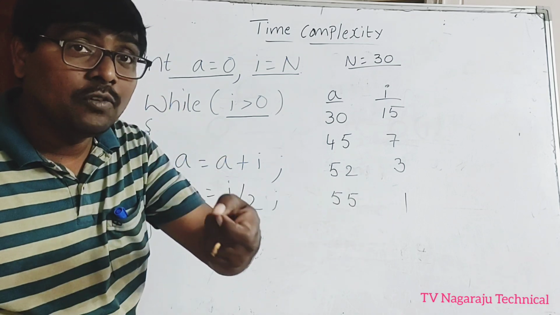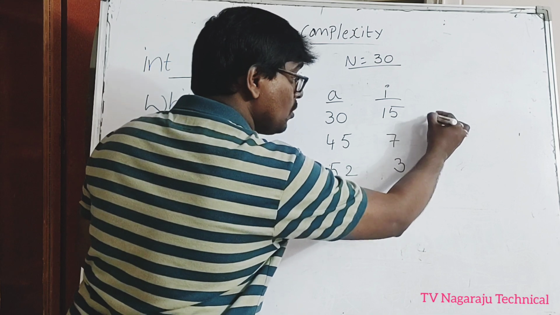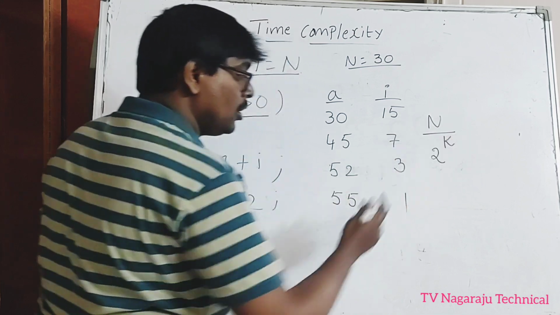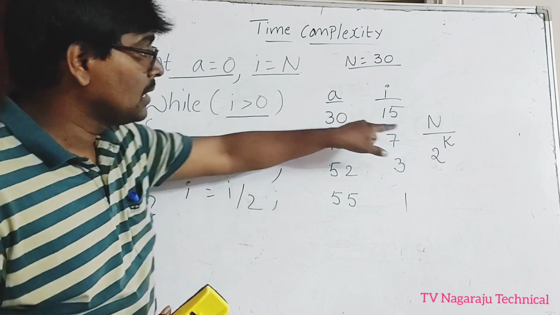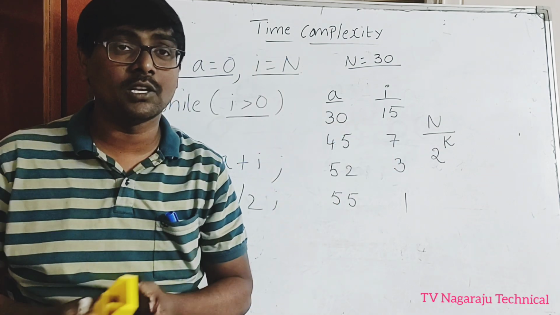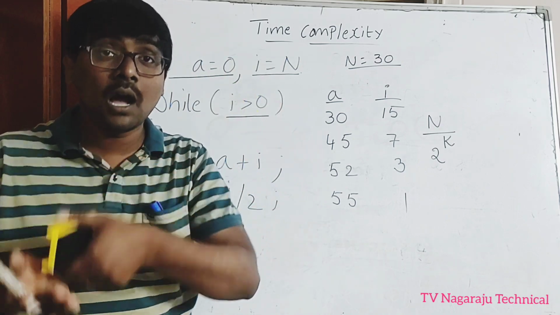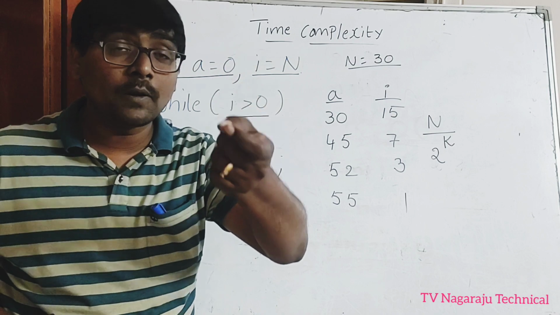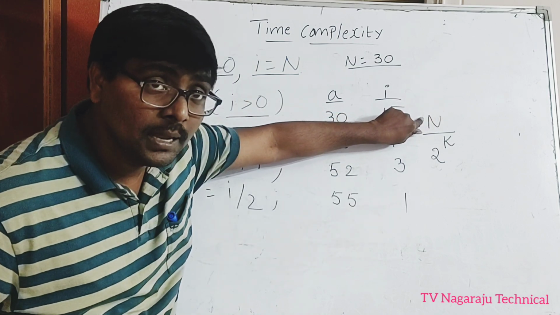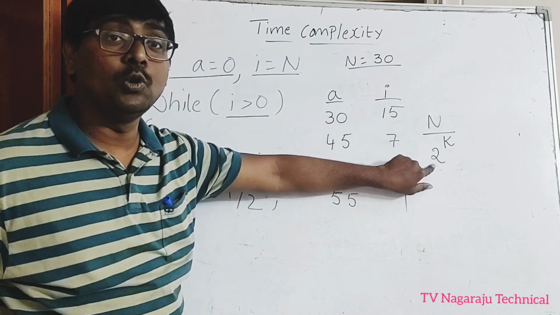That is, after k number of iterations, what is your I value? Simply n by 2 power k. Observe, this is an equation similar to the right shift operation. For every right shift operation, the value becomes half. Suppose you want to perform a shift k number of times, and n is my original number. If you want to shift by k times, simply divide by 2 power k.